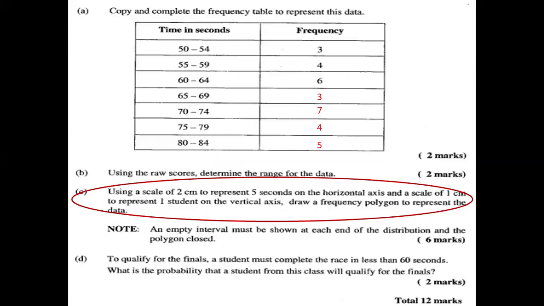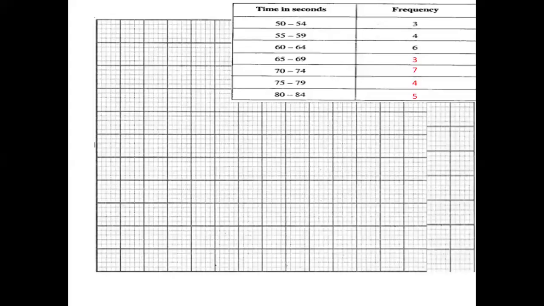And then the question, using a scale of 2 centimeters to represent 5 seconds on the horizontal axis, and a scale of 1 centimeter to represent 1 student on the vertical axis, draw a frequency polygon. So from this frequency table, they want us to construct a frequency polygon, the same thing that we call a line graph sometimes if we use the words interchangeably. And we need to make note of that line after. An empty interval must be shown at each end of the distribution and the polygon closed. So 6 marks for all that. And let's go.